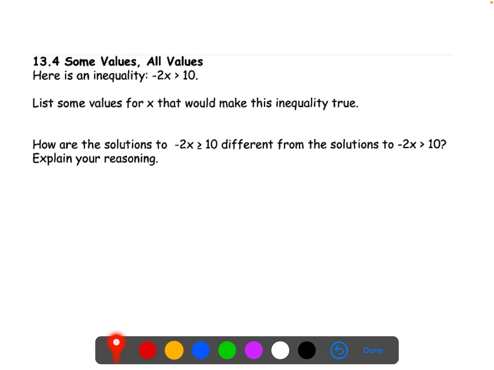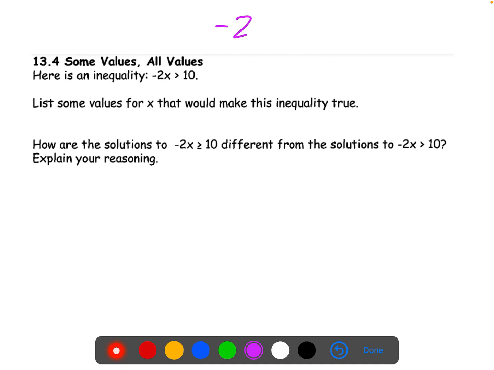So here's an inequality. Negative 2x is greater than 10. List some values for x that would make this inequality true. All right. We need to make the left side of this inequality larger than 10 for it to be a true statement. So I'm going to start using some of my number understanding to narrow this down. Well, if I were to put a positive number here, like let's say 1, negative 2 times 1. So let me write down my thinking here for you.